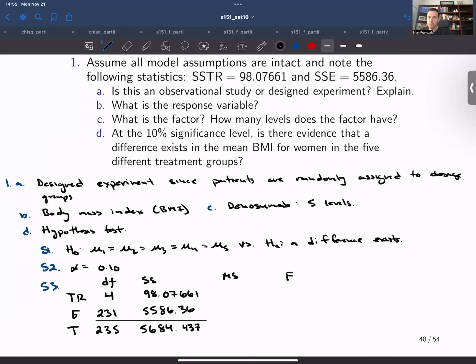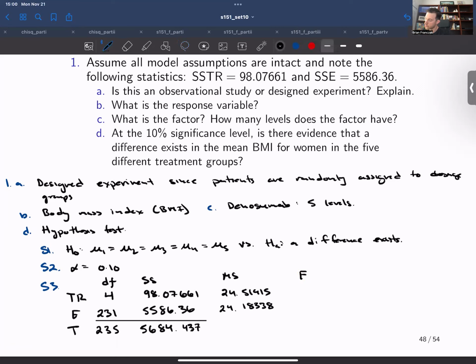To get the mean squares, you take the sum of square and you divide by the associated degree of freedom. So the mean square treatment is 98.07661 over 4. So that gives us 24.51915. And the mean square error is the sum of square error divided by the DF error. So that's 5,586.36 over 231. So that gives us 24.18338.